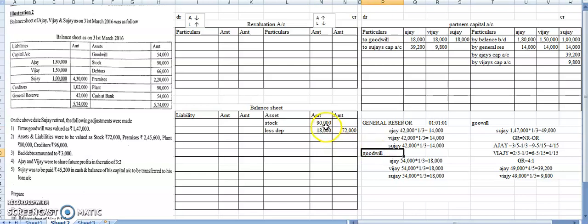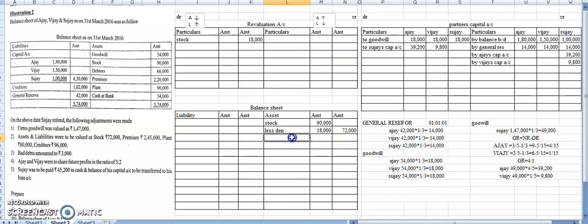We need to just adjust. So first it was 90,000. Now the answer is 72,000. So it is less 18,000. Now we will write simultaneously the second effect. It is a decrease in the value of the asset, so it is on the debit side of the revaluation account. So stock, and write the amount which is decreased. So it is 18,000 decrease, the amount which is in the internal column. So 18,000 I am writing it here.